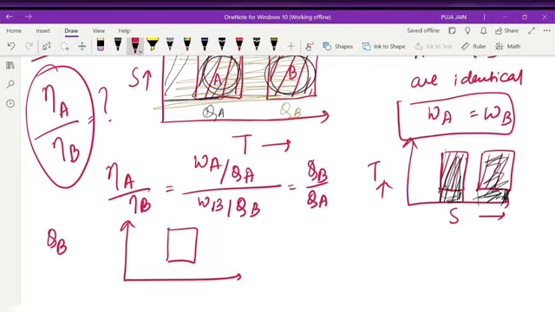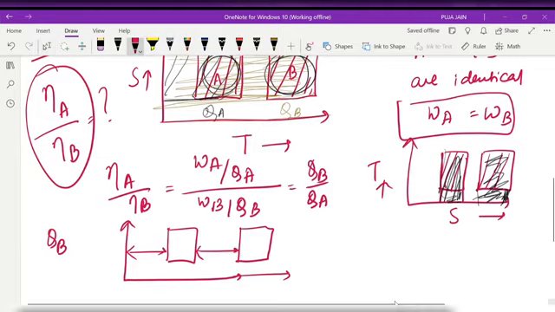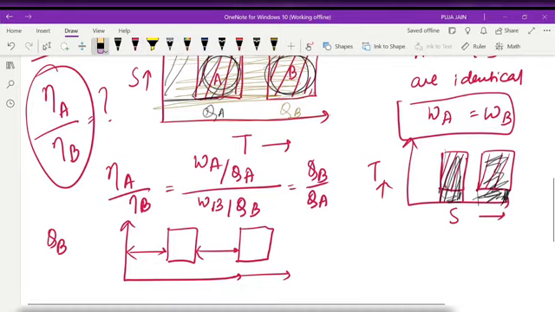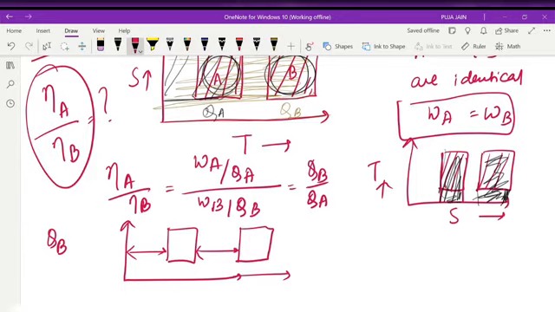This distance, these blocks are identical. Yeah, they are looking identical, and this distance is same. Suppose I am drawing some blocks here, suppose 1, 2 blocks I have drawn, 3, 4, 5, 6. Here also 1, 2, 3, 4, 5, 6 blocks I have drawn.